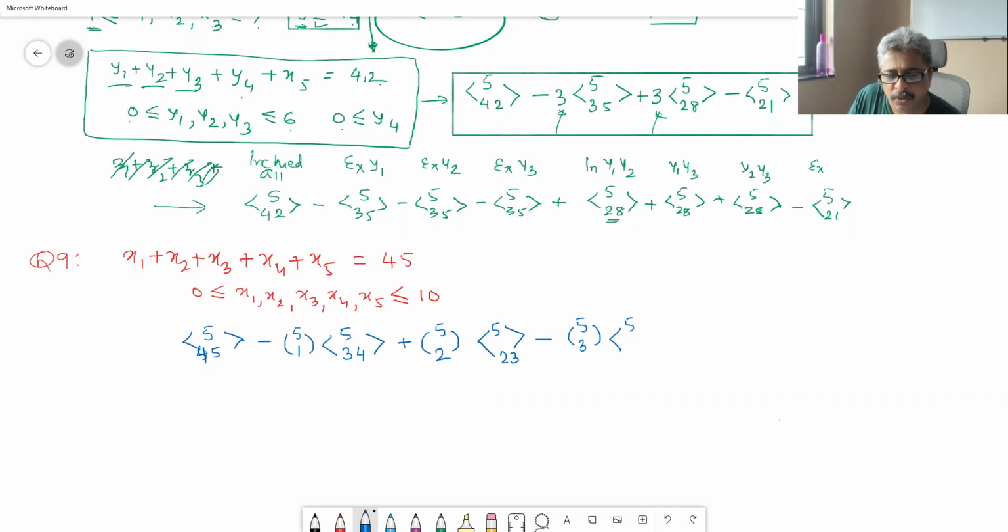Minus 5 choose 3, 5 elbow 12, plus 5 choose 4, 5 elbow 1. That is the end of the story.